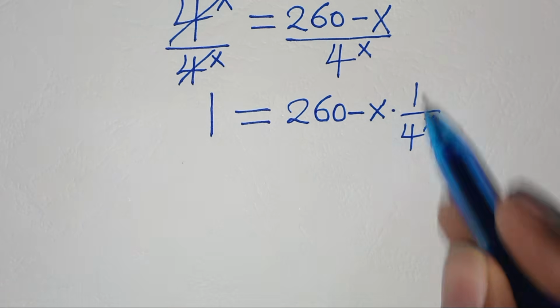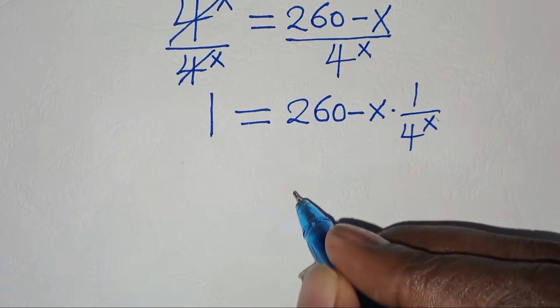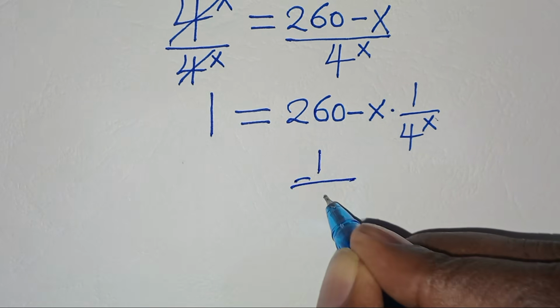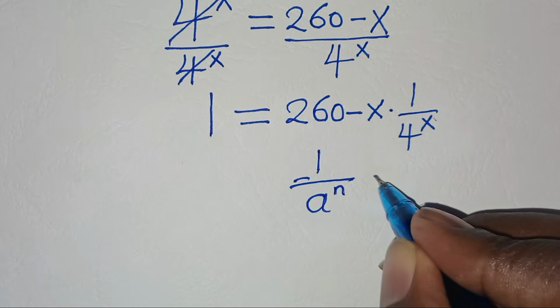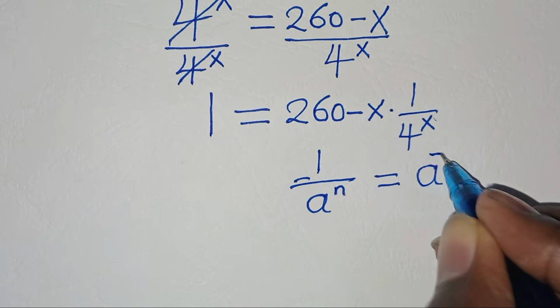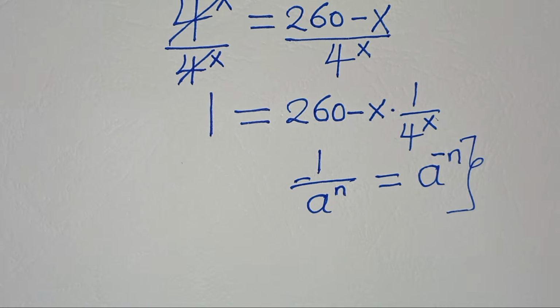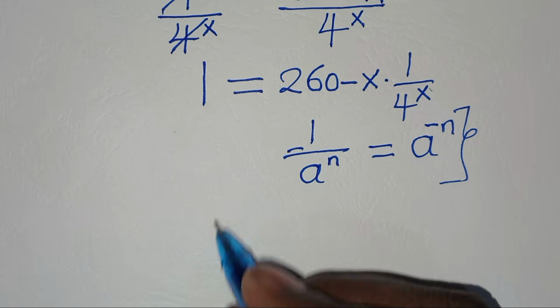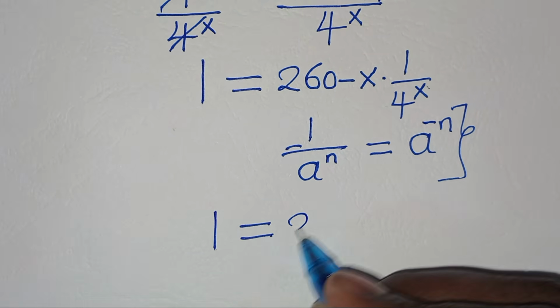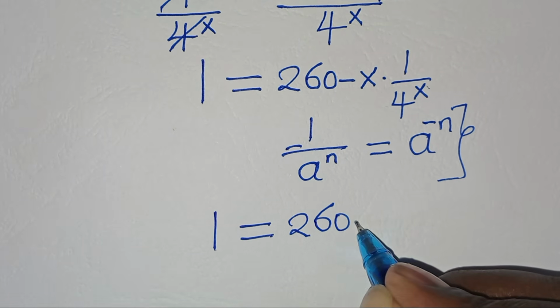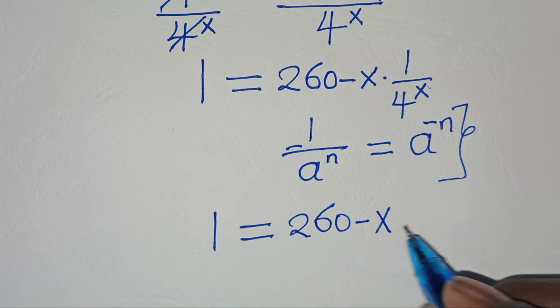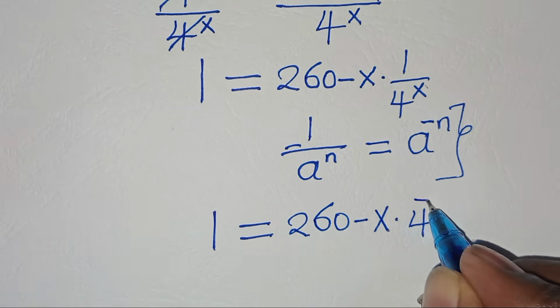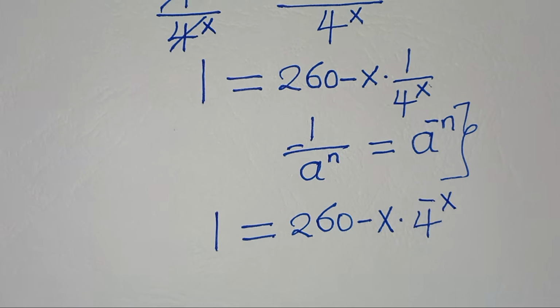We have that 1 over 4 to the power of x, this is in the form of 1 over a raised to the power of n, which we can express as a raised to the power of minus n. Applying this property, then this means we have 1 is equal to 260 subtract x multiplied by 4 raised to the power of negative x.